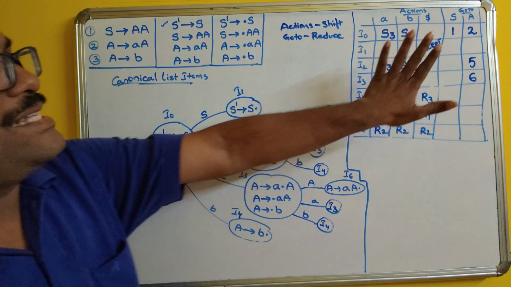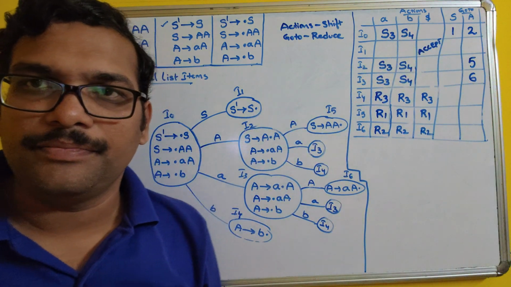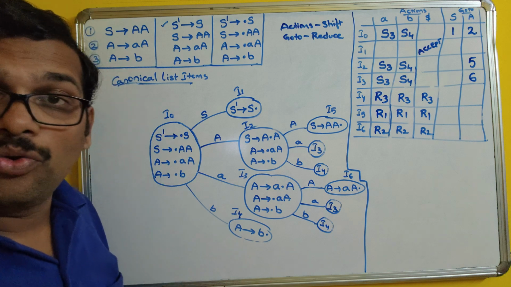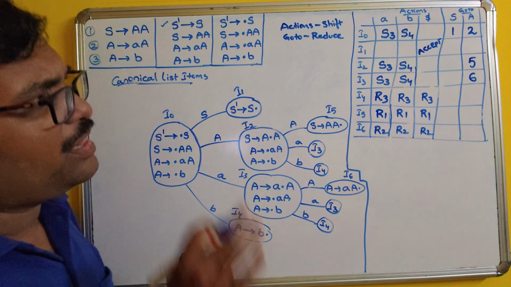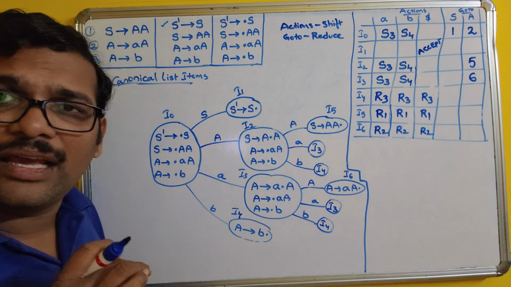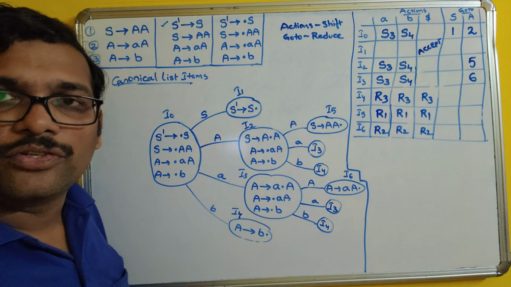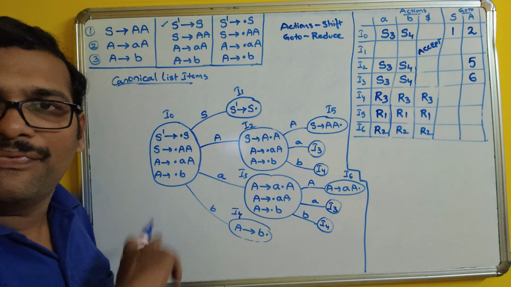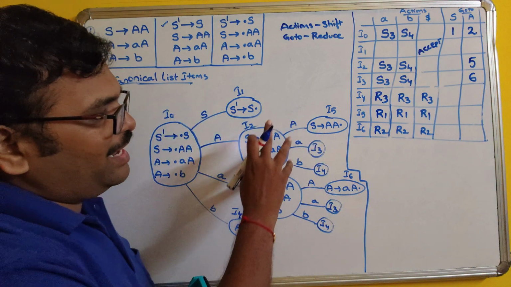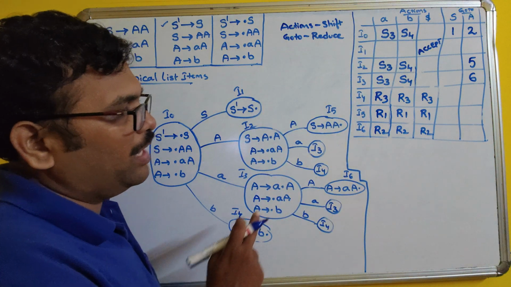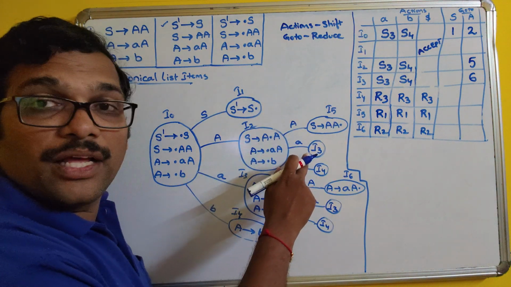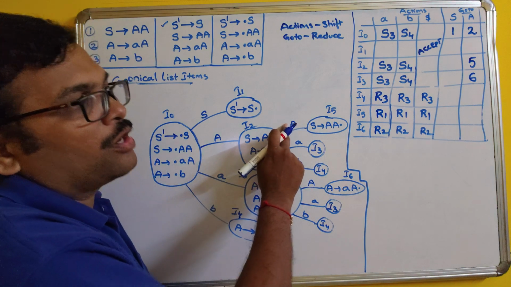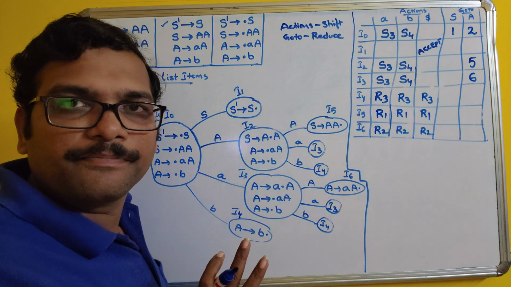Okay, so this is the parsing table. We have generated the parsing table from these canonical list items. Don't get confused. Fill the parsing table in a careful manner. For all the possibilities, fill the actions. If it moves on a terminal, then go with the shift, and if it moves on a non-terminal, give just a number.